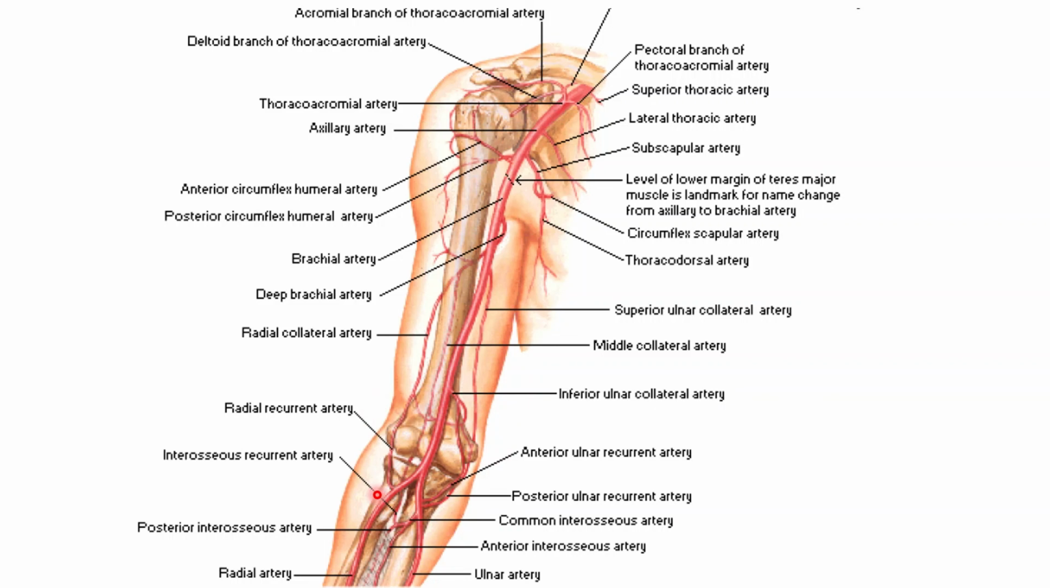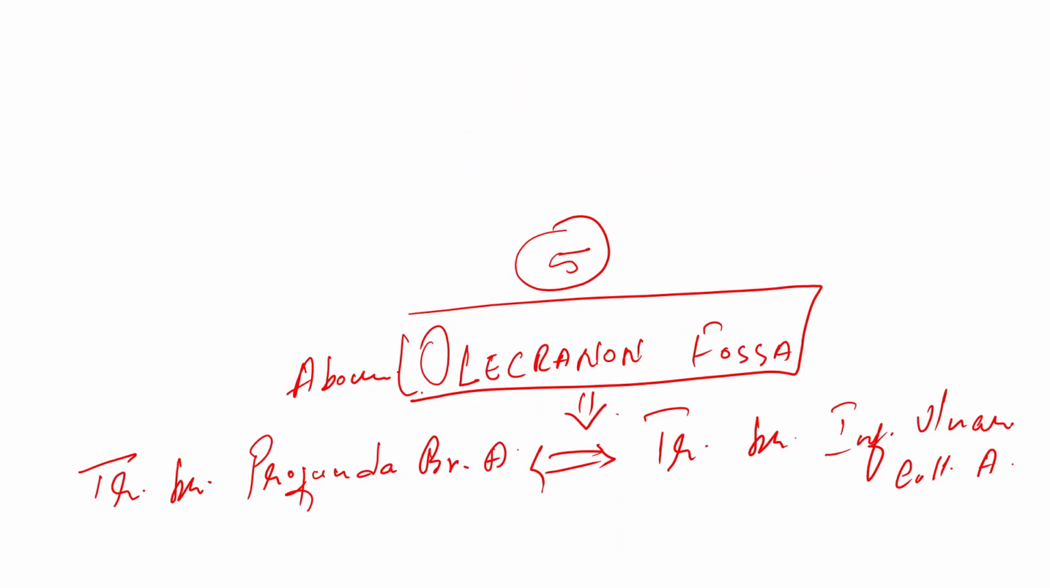So we need to mention the fifth anastomosis which is taking place. As I have already told, the anastomosis also takes place above the olecranon fossa. So above the olecranon fossa, there is anastomosis taking place between the transverse branch of the profunda brachii artery and the transverse branch of the inferior ulnar collateral. So this is the transverse anastomosis, which is taking place between the branch of the profunda brachii and the branch of the inferior ulnar collateral above the olecranon fossa.